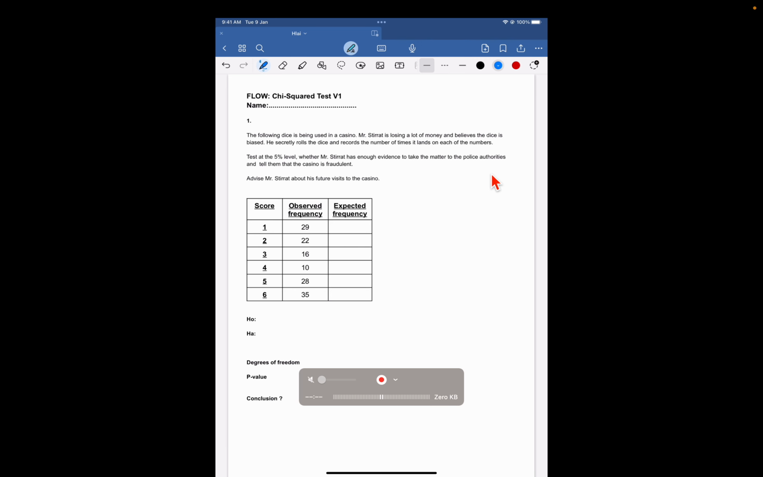Alright, so we've got a chi-squared test going on here, and we're looking to see if this dice is biased. I'm going to test at the 5% level of significance. I'll just pop that down here. And we're wondering if the dice is fair or if it's biased.